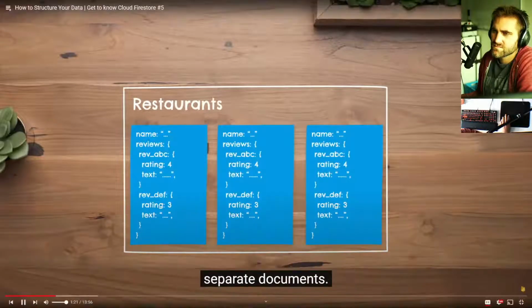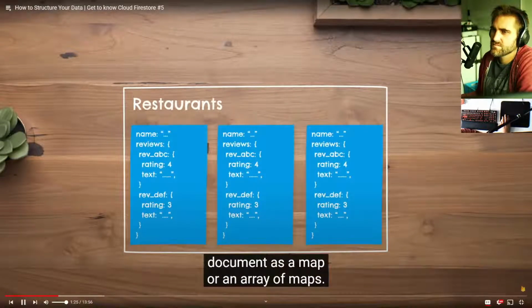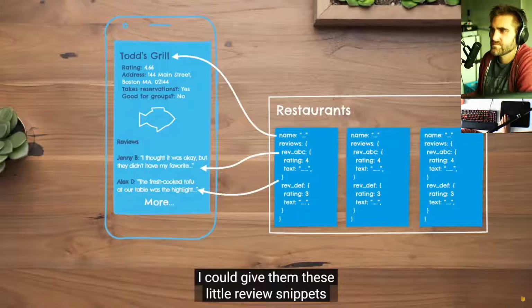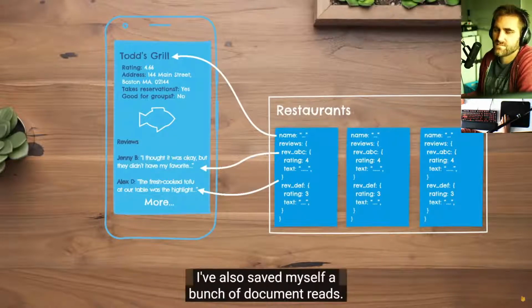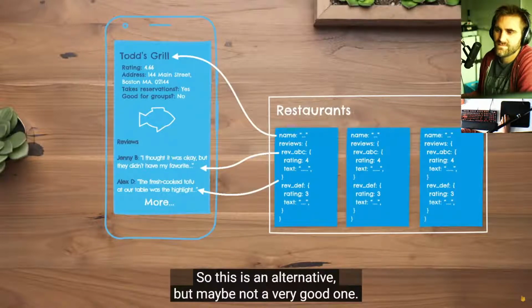Alternative number one, let's not make these reviews separate documents. We can stick all the review data into the main restaurant document as a map or an array of maps. Once a user clicks on a restaurant, I could give them these little review snippets immediately because I've already got them loaded up. And as a nice little side effect, I've also saved myself a bunch of document reads. So this is an alternative, but maybe not a very good one.